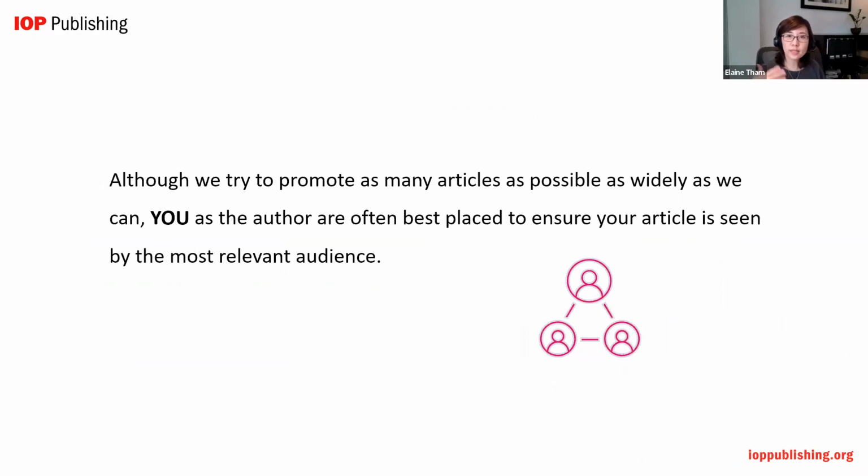However, please keep in mind that you as the author are often in the best position to ensure that your article is seen by the most relevant audience for your paper. You know the community well, and you have frequent interactions with them, and people love to hear from scientists communicating about an area they are an expert in.